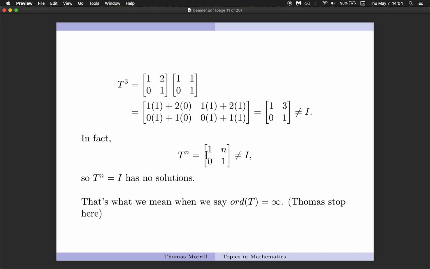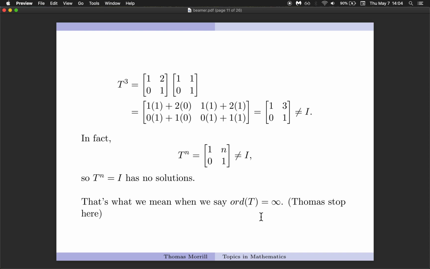But that's a problem because this matrix T to the power n will never be the identity, right? First coordinate looks good. Second coordinate, not so good, right? This is supposed to be a 0 to make the identity matrix 1, 0, 0, 1. So T to the power n equals identity matrix has no solutions. There is no integer n I can put in there to make this equation work. So that is the situation where I'll say that the order of T is infinity.